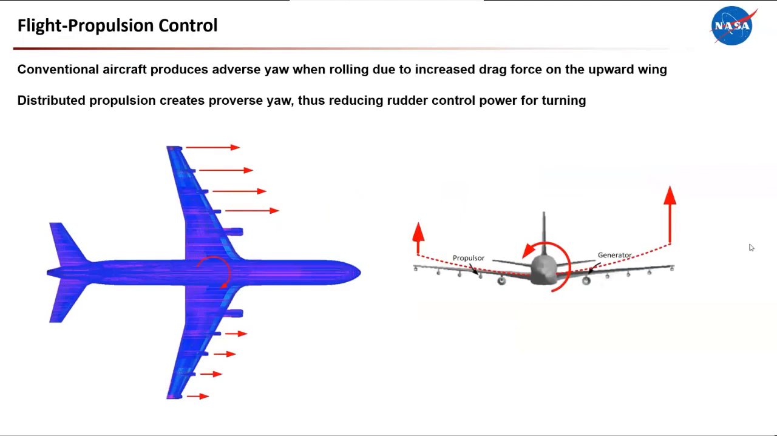And the other thing that we are also considering is the flight propulsion control aspect. We have a lot of these propulsors that generate thrust, and they can generate thrust by varying amounts. Therefore, we can also use the propulsors to do yaw control instead of the traditional rudder control. And that could minimize the tail size. We can reduce the tail size.